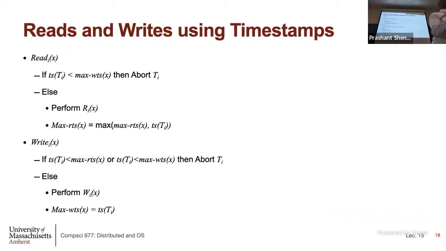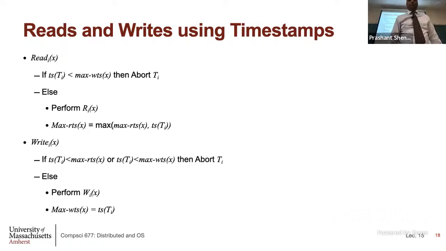Okay, so what we are doing now is we are tracking for every data item when it was last read, when it was last written, and also the most recent transaction that read or wrote it. And if someone older is trying to read or write to it, you abort. That's the basic idea. Only the newest transaction is actually allowed to complete.